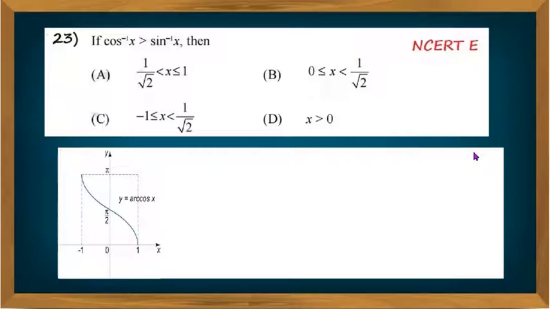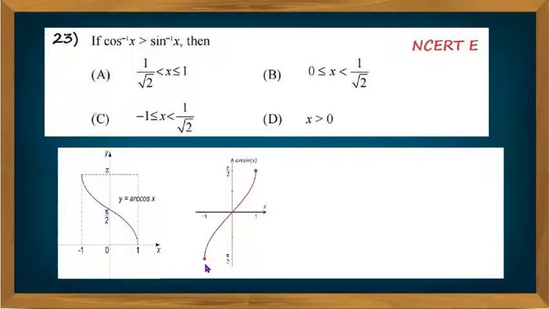Similarly, you can take the graph of sin inverse x. The graph of sin inverse x is like this. Sin inverse of 0 is 0. Sin inverse of 1 is pi by 2. Sin inverse of minus 1 is minus pi by 2. In between, there are many points. You can plot the points, and the graph of sin inverse x is like this.